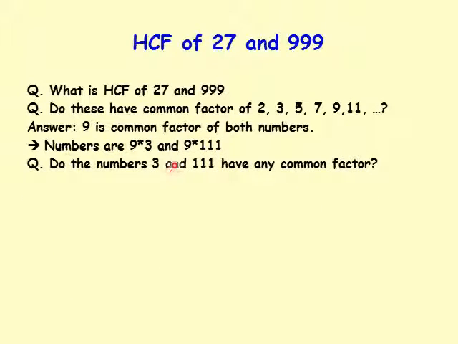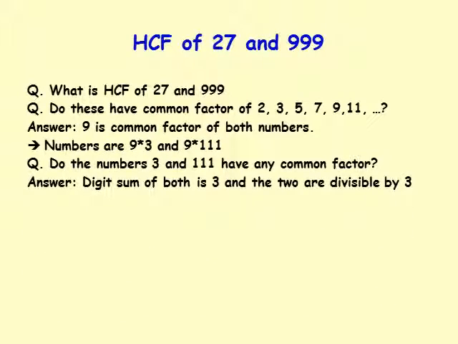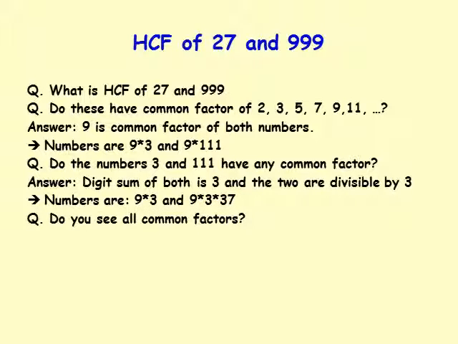We have 3 and 111, the factors to worry about. Do these two have any common factor? The digit sum of both is 3, and they are divisible by 3. So the first number is 9 times 3, and the second number is 9 times 3 times 37. Do you see all the common factors now? 37 is a prime number, and it's not in the first number.